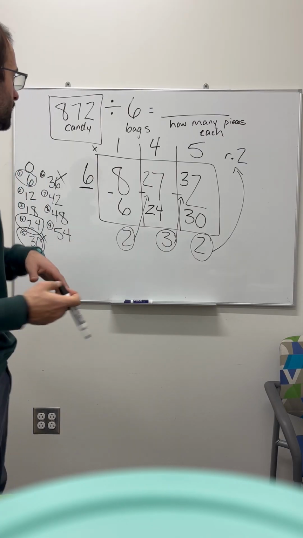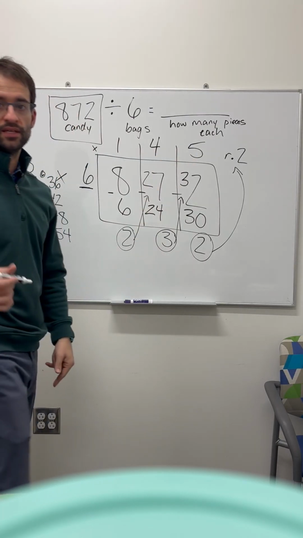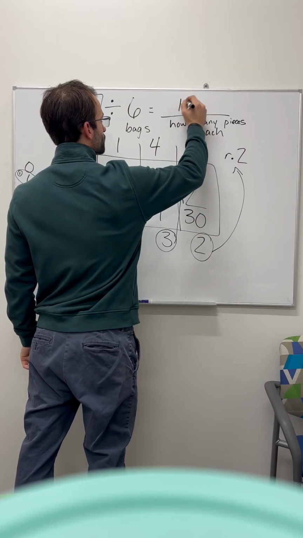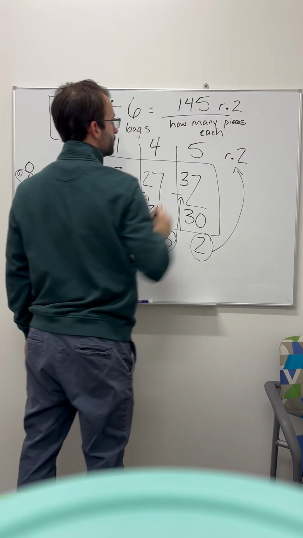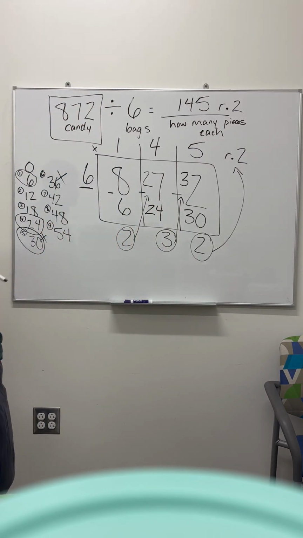Then this is telling me that I can put 145 pieces in each bag and have 2 pieces left over. So my answer is 145 with 2 pieces left over, okay? 2 pieces for you to eat.